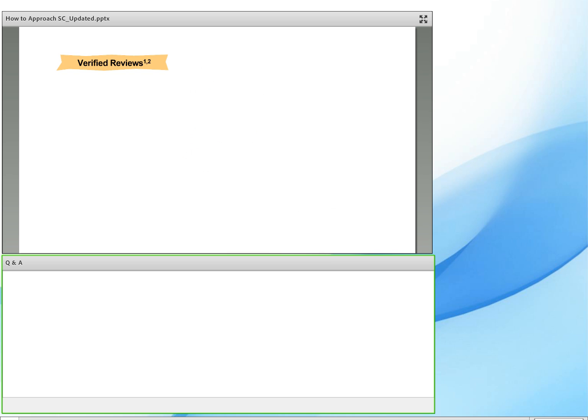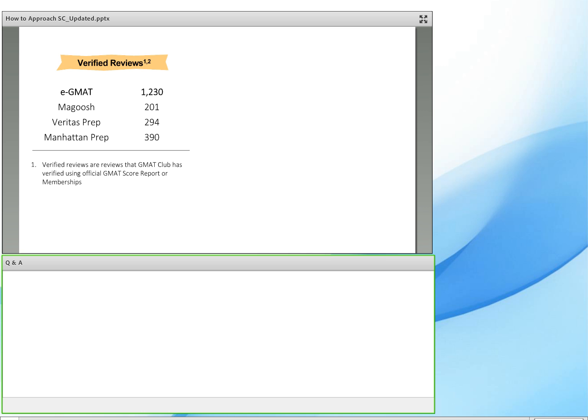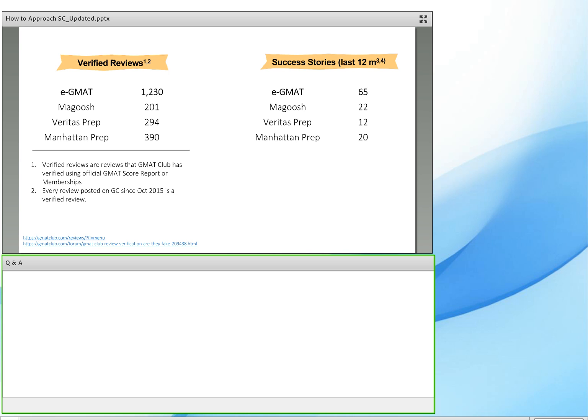When you look at the key stats on main forums, be it the GMAT as well as GMAT Club, what you're going to find is that more reviews have been posted for e-GMAT than have been posted for all the other major prep companies combined. Similarly, when you look at the number of success stories over the last 12 months, more successful students mention e-GMAT as the course that helped them succeed than mention any of the other prep companies.